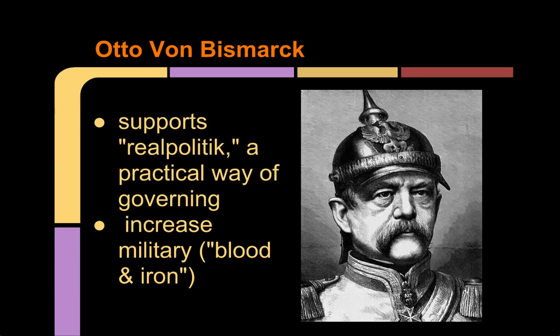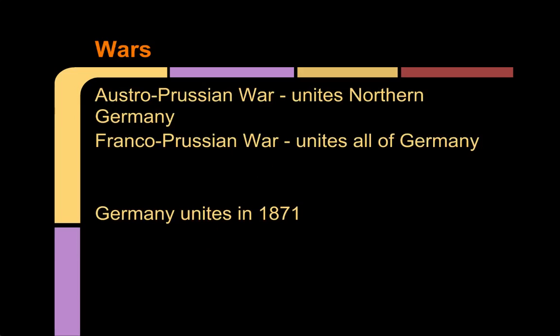He's going to believe in increasing the military. Now, there are going to be a couple of wars, though. The Austro-Prussian War is going to unite northern Germany. So those provinces and areas up in northern Germany are going to unite. Then the Franco-Prussian War will unite all of Germany. So by 1871, after these two wars, you have Germany completely united as a whole.